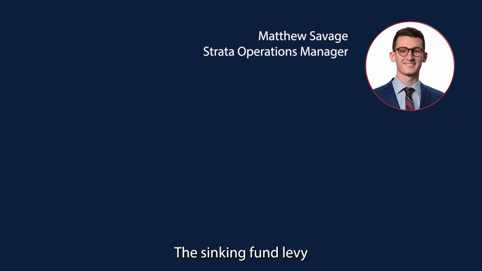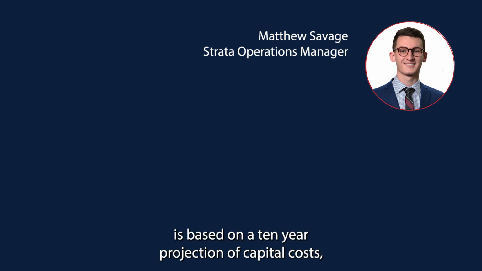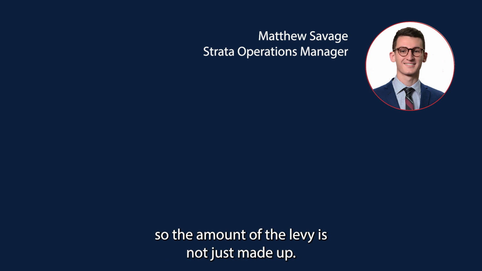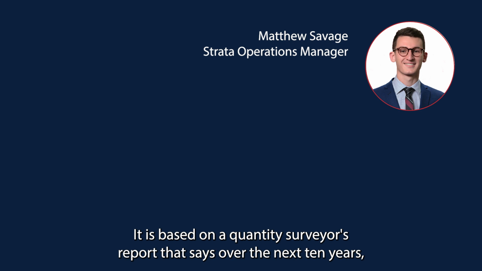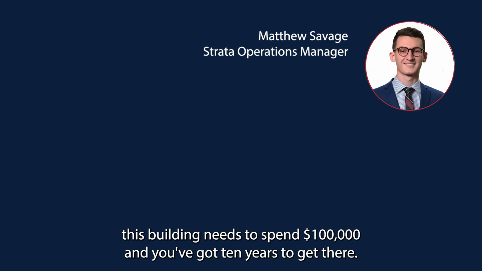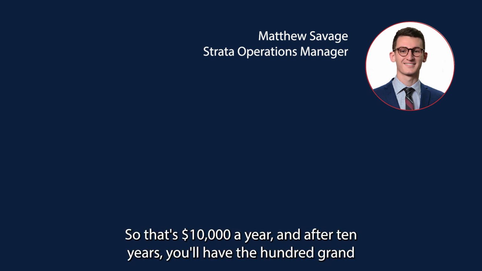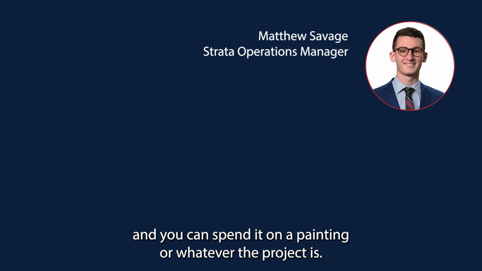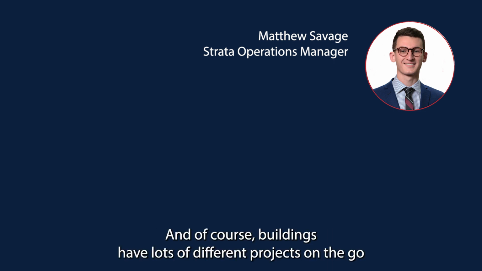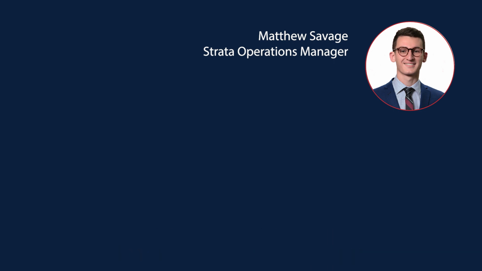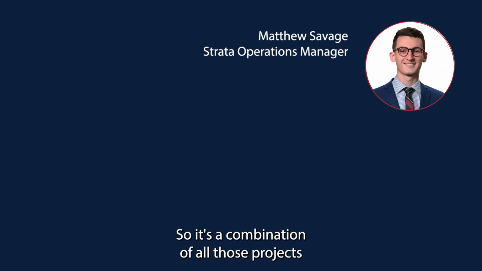The sinking fund levy is based on a 10-year projection of capital costs. So the amount of the levy is not just made up. It is based on a quantity surveyor's report that says over the next 10 years, this building needs to spend $100,000 and you've got 10 years to get there. So, that's $10,000 a year. And after 10 years, you'll have the $100,000 and you can spend it on painting or whatever the project is. And of course, buildings have lots of different projects on the go at all different times. So it's a combination of all those projects, and the annual levy is required to meet those.